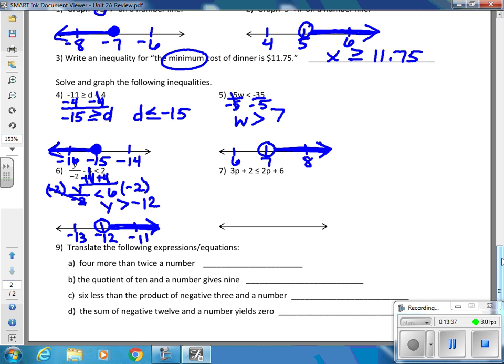Okay, for number 7, you'll notice there's variables on both sides, so do exactly what you do with equations. You're going to move the smaller one. The smaller one is 2p, so I need to subtract 2p from both sides. And that's your first move. You're going to have one more move after that. That's why this one's considered a two-step as well.